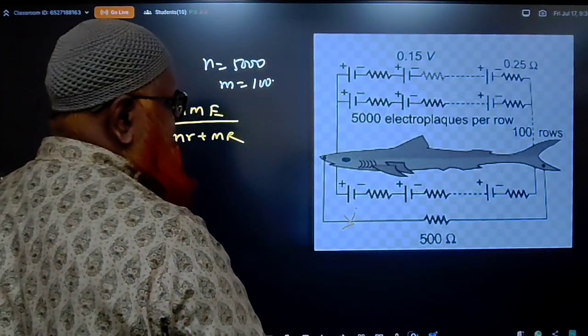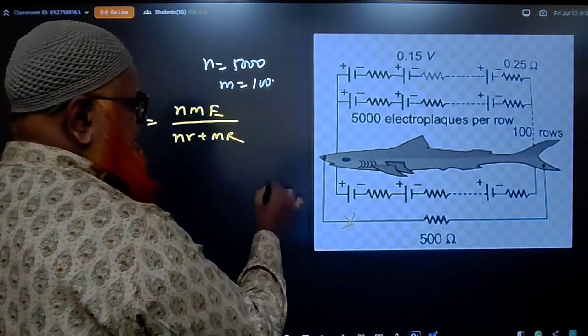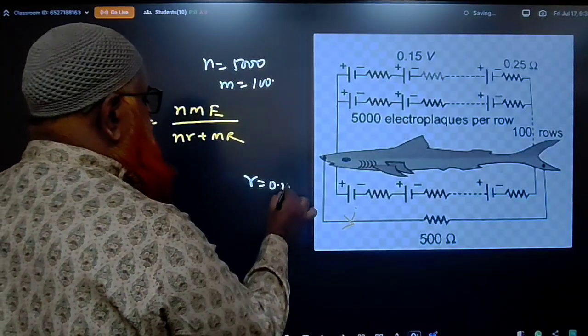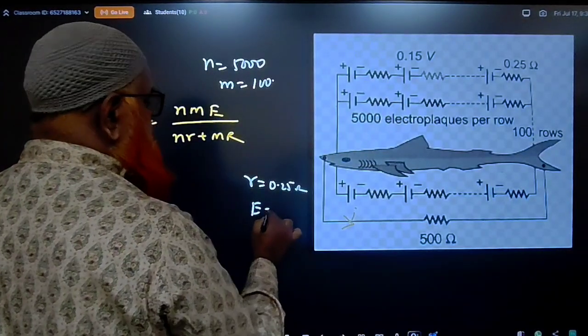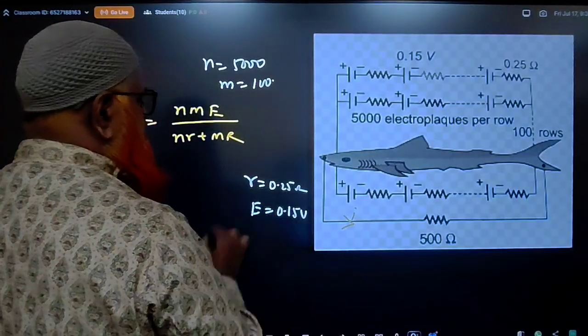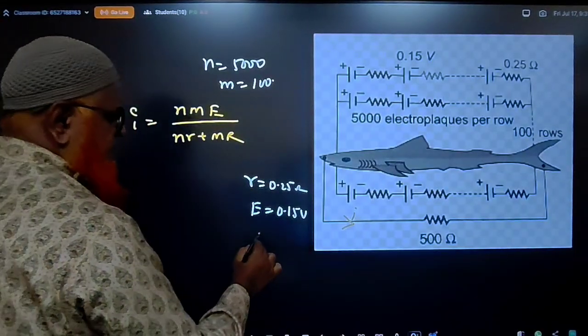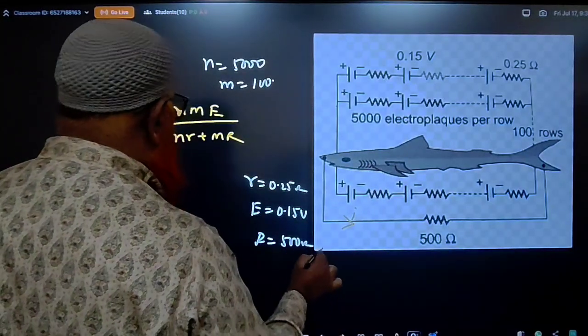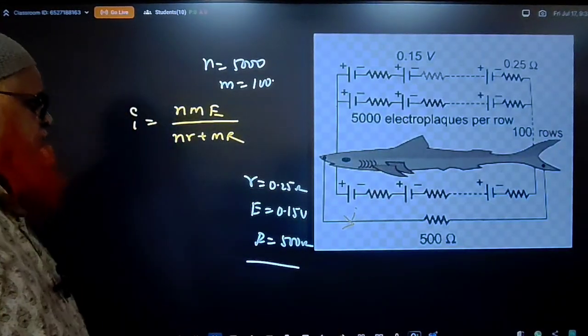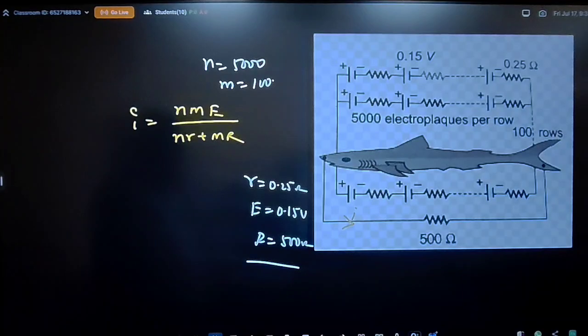Okay. So what is small r? See, small r is given as 0.25 ohms. And how many volts is each and every cell producing? 0.515 volts. And the external resistance is 500 ohms. Everything is with you now. So can you solve this problem now? Come on, solve the problem and find out what is the current passing through this electric eel.